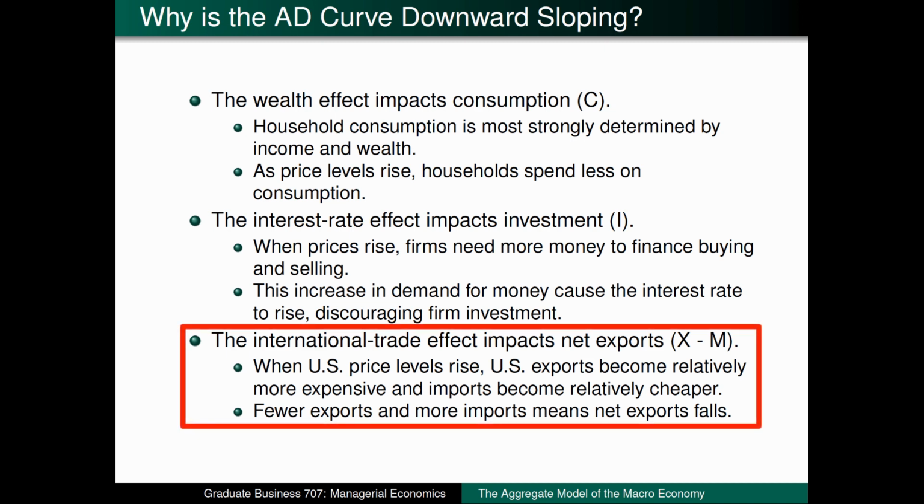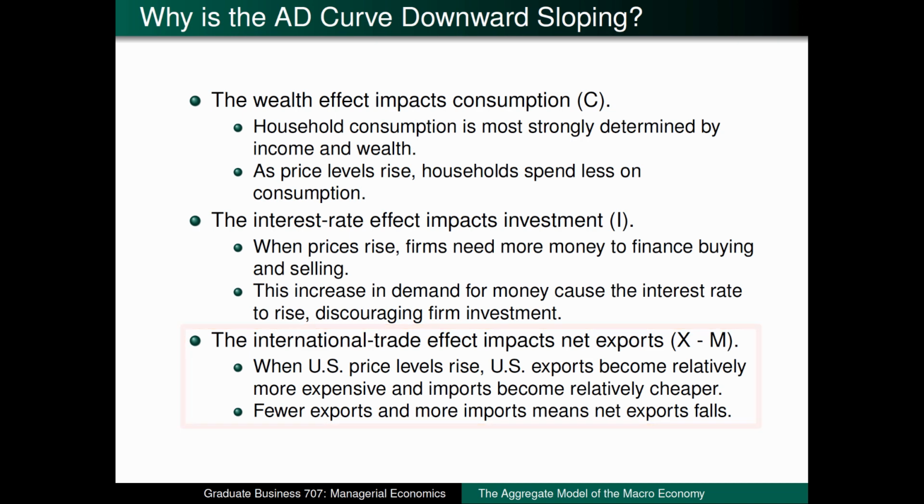Finally, an increase in the price of U.S. products makes our goods and services relatively more expensive compared to foreign products. As such, exports will fall since foreign countries will want to buy less of the relatively expensive American products, and imports will rise since we will want to buy more of the relatively cheaper foreign products. The decrease in exports and increase in imports will ultimately lead to a decrease in net exports.